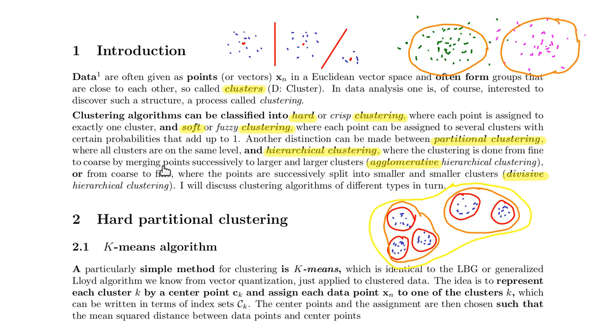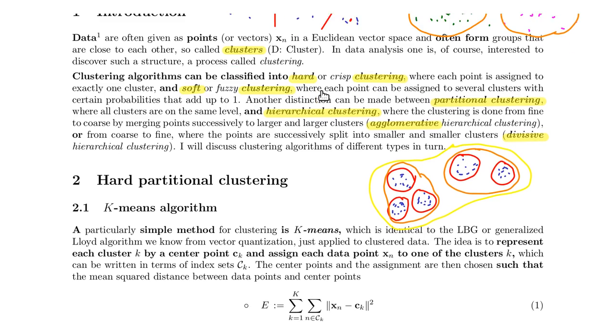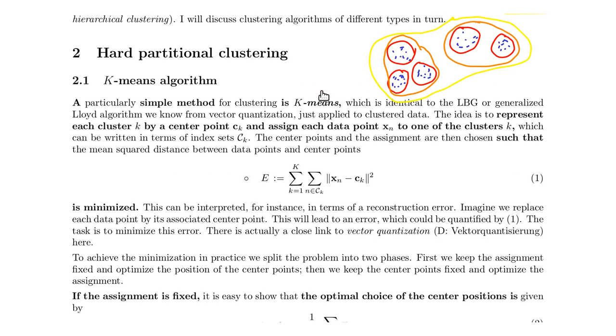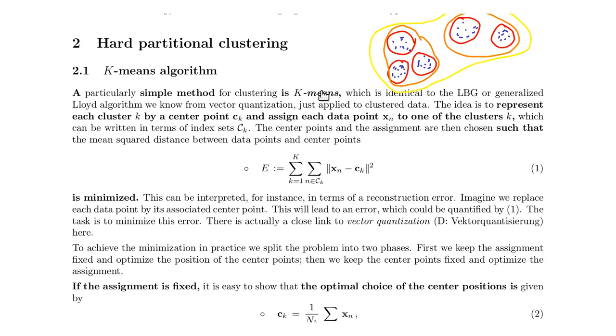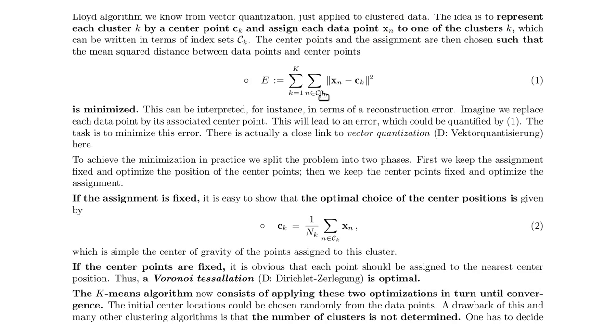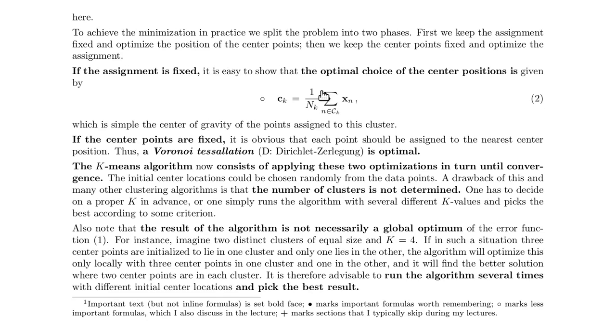where you place center points and use the Voronoi tessellation to delineate the clusters. The error function is the same. All the considerations are the same. It's just that you apply the algorithm to clustered data rather than homogeneously distributed data. There are, of course, also the same problems, that you don't reach necessarily a global optimum.